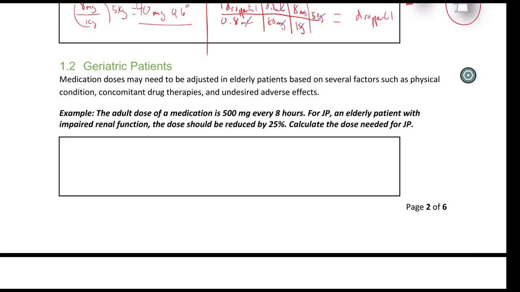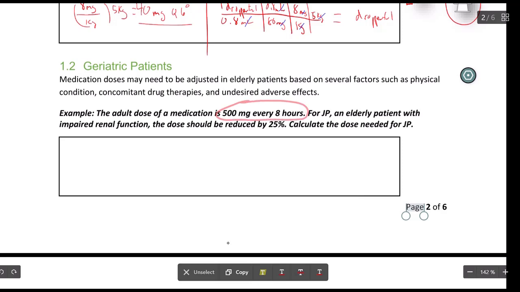So let's look at an adult dose. It says the adult dose of medication is 500 milligrams of a drug every 8 hours. For JP, who's an elderly patient, they have impaired renal function. So the drug is going to be taken by the patient and it's going to be excreted out of the body by the kidneys, which is what renal is.